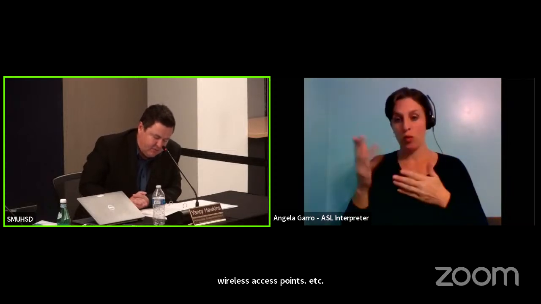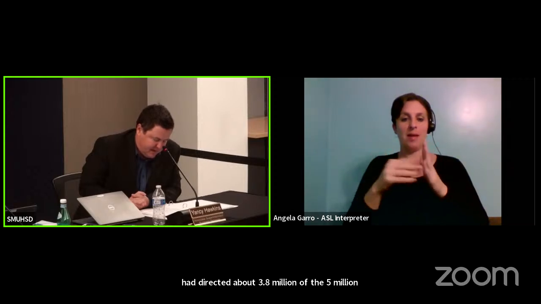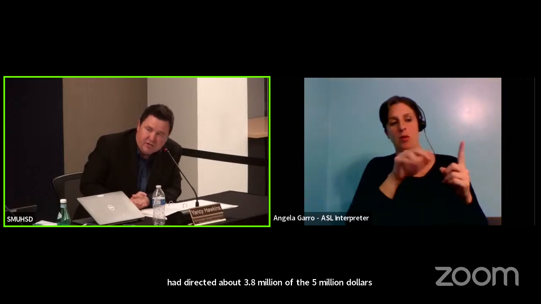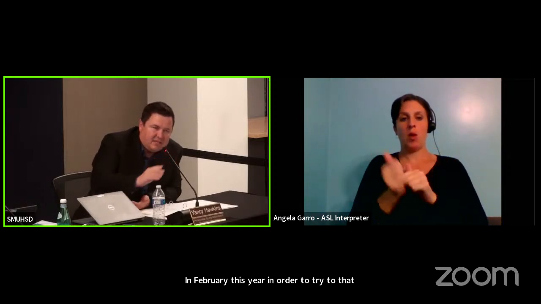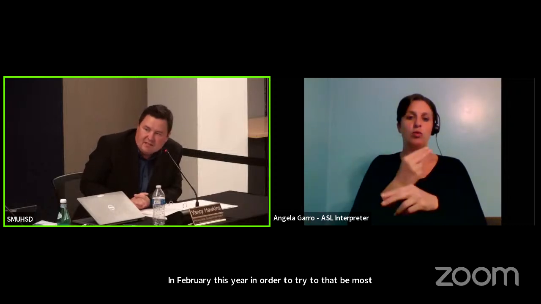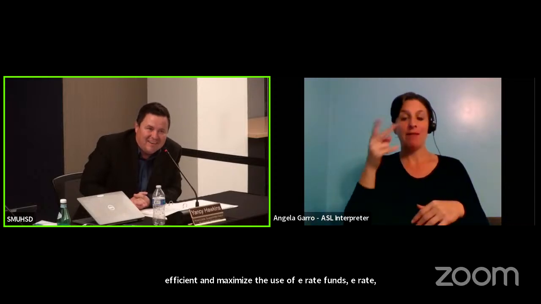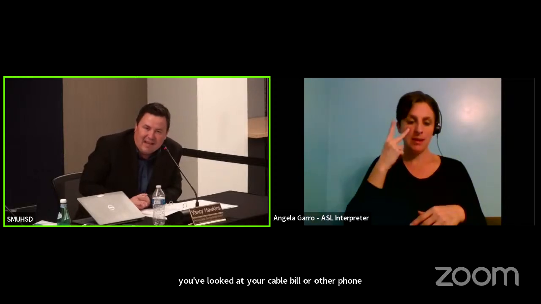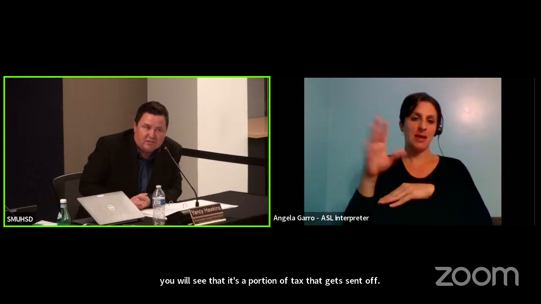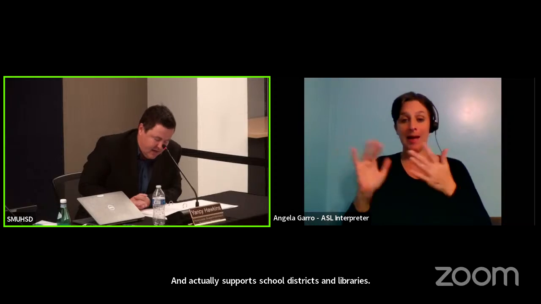Through June 30th of last year, the technology department had directed about 3.8 million of the $5 million of that to be spent. In February this year, in order to be most efficient and maximize the use of E-rate funds. E-rate, if you've looked at your cable bill or other phone bill, you will see that it's a portion of tax that gets sent off and actually supports school districts and libraries with different technology and internet access.